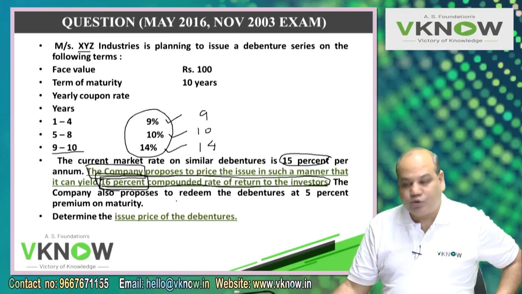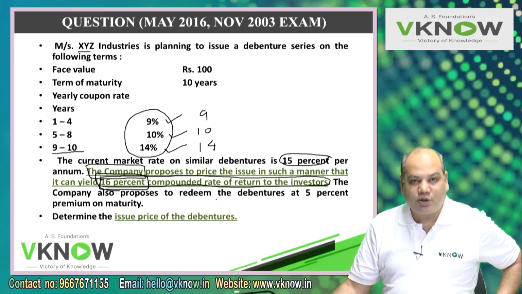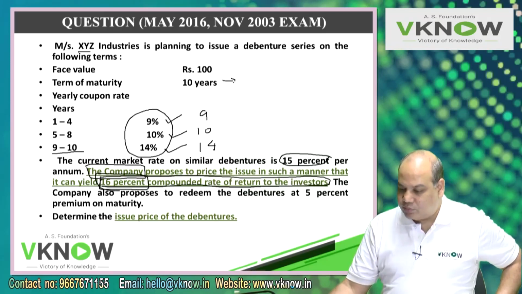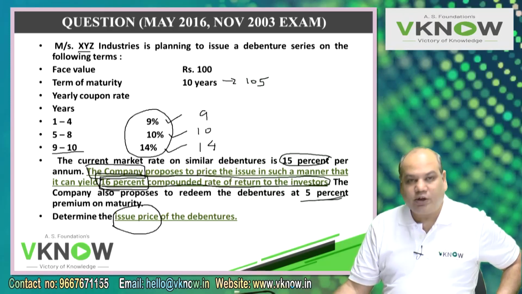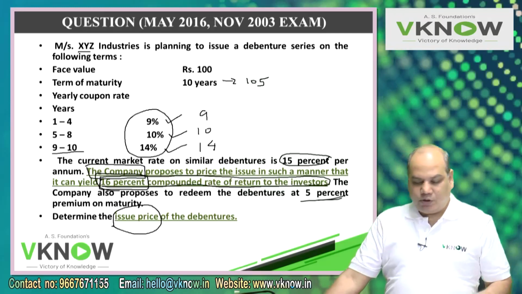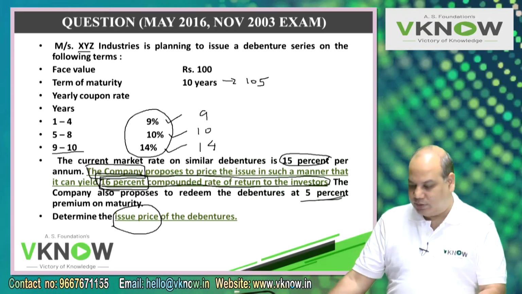Company also proposes to redeem the debenture at a 5% premium on maturity. So in the 10th year, the redemption value will be 105. So in this question, the redemption is at 5% premium. Question is, determine the issue price of the debenture.